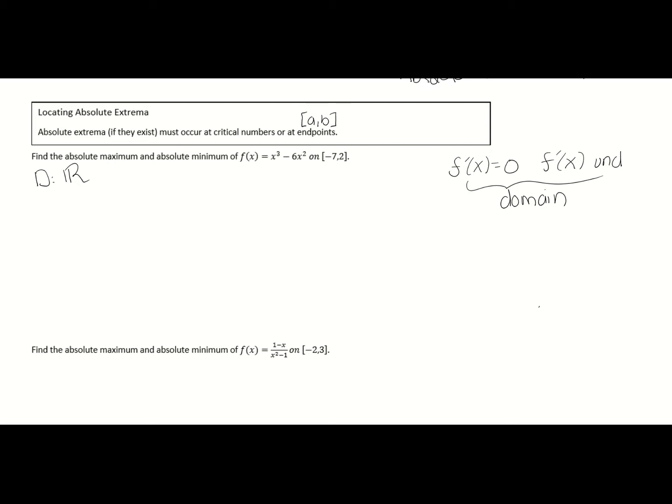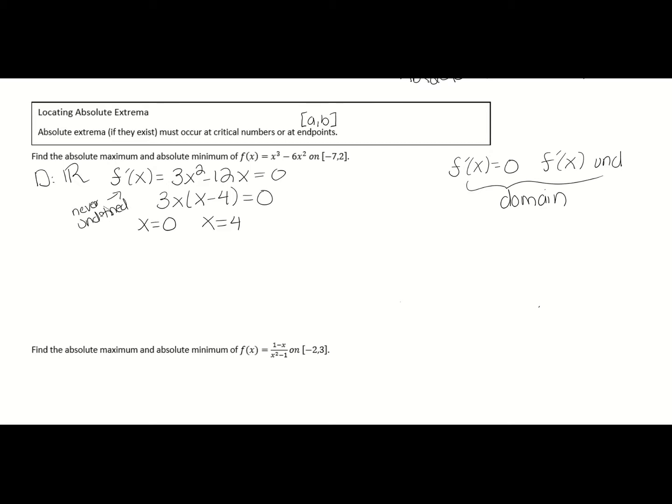So next I'm going to find my critical numbers. So I'm going to have f prime of x is going to be 3x squared minus 12x. I'm going to set this equal to 0. I'm going to pull out a 3x. That's going to give me x minus 4 is equal to 0, which gives me x is equal to 0 and x is equal to 4. Now, this little guy right here is never undefined because there is no x that would make it undefined.